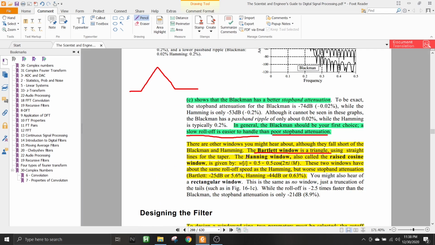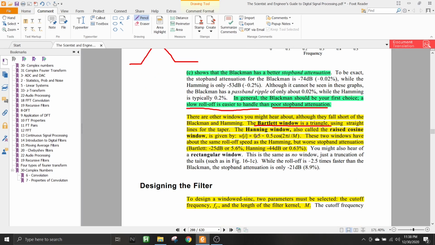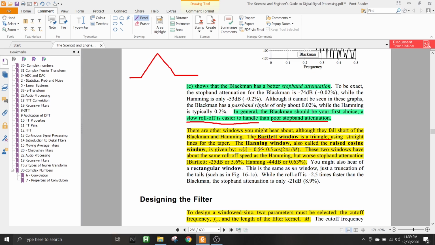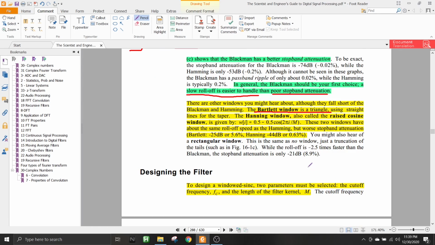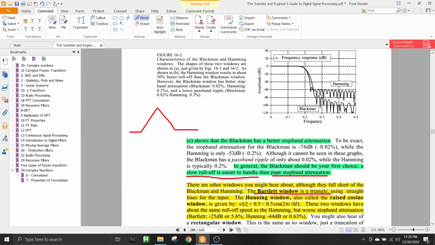And the Hanning window, also called the raised cosine window, is given by this equation. Okay, so this is the equation for Hanning window. This would obviously look something similar to Hamming window. Notice that there is a similarity in the equation, but obviously this would also be a bell curve. But the problem is that these two windows have about the same roll-off speed as the Hamming, but worse stop band attenuation. So both of them are actually bad because they have almost the same roll-off, but in terms of stop band attenuation, they're even worse than Hamming. So no point in talking about them further.